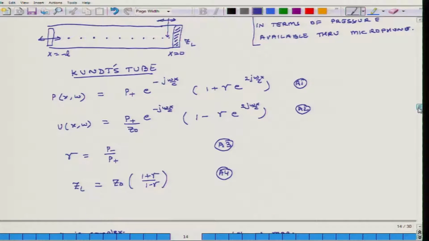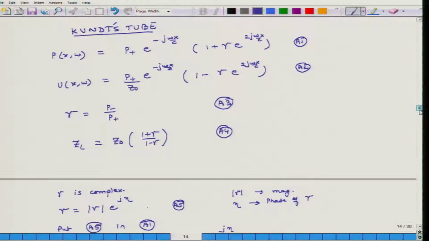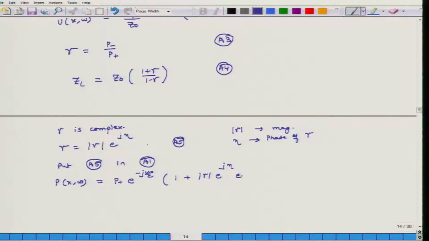So, what is A1? It is the expression for complex pressure amplitude. So, what we get is P(x, omega) equals P plus e to the power of minus j omega x over c, times 1 plus gamma, where gamma is its magnitude component, e to the power of j eta, and then of course, I have e to the power of 2 j omega x over c.